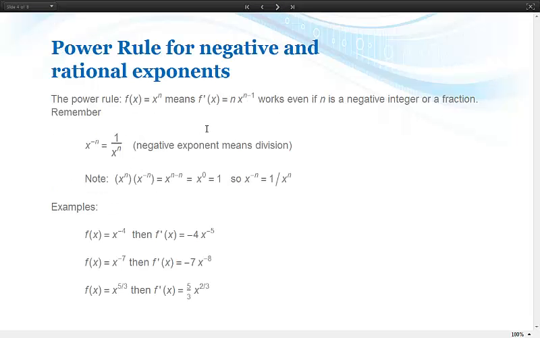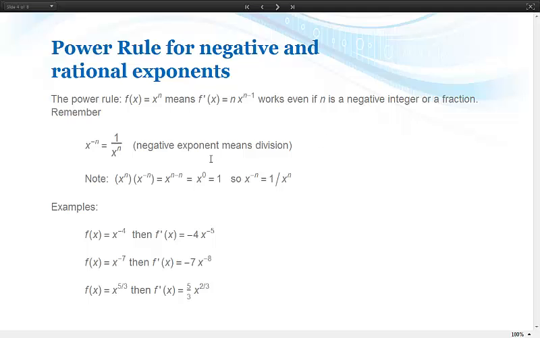And the power rule that says that if f of x is x to the n, f prime of x is n times x to the n minus 1, it works even if n is a negative integer or a fraction. Remember, for example, that x to the minus n really means 1 over x to the n. A negative exponent signifies division.